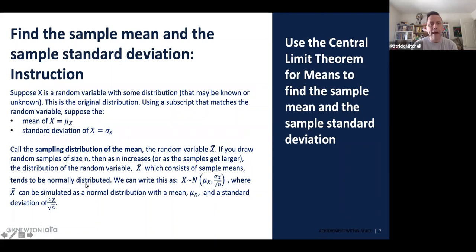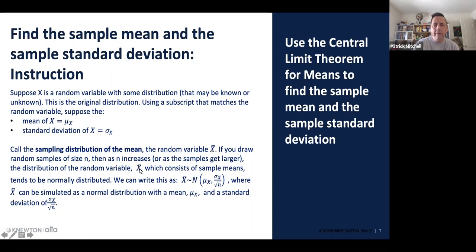Suppose x is a random variable with some distribution that may be known or unknown. It may or may not be normal, for example. This is the original distribution. The notation we're using here is mu sub x for the mean of this original distribution, and sigma sub x for the standard deviation. Now if you take the sampling distribution of the mean, which is called capital X bar, that consists of sample means of samples of size n.